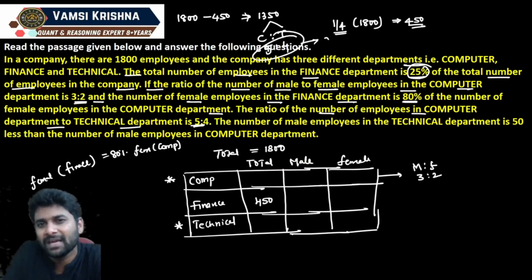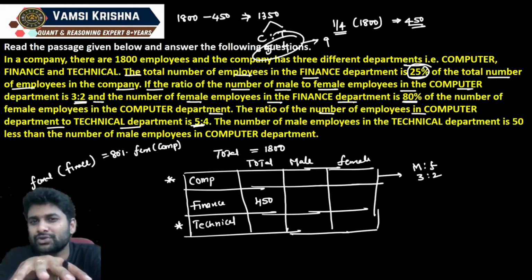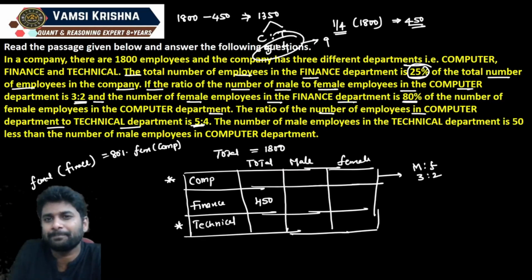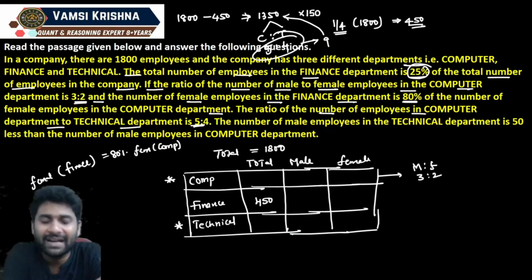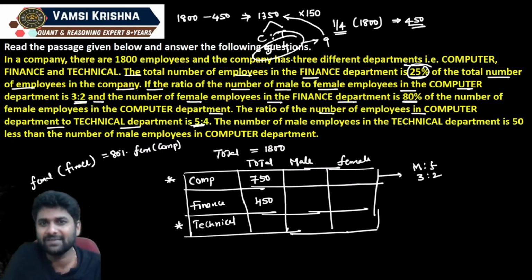Check the calculation here. If there are 9 people, 5 people are from the computer department and 4 people from the technical department. You already know that 9 becomes 1350. 9 multiplied by 150 becomes 1350. It means each number is multiplied by 150. Now, how many people in the computer department? Each unit is 150. 5 units is exactly equal to 750. In the same way, technical is exactly equal to 4 units. Each unit is 150, so 4 units is 600. Now you will get the strength of each and every department.